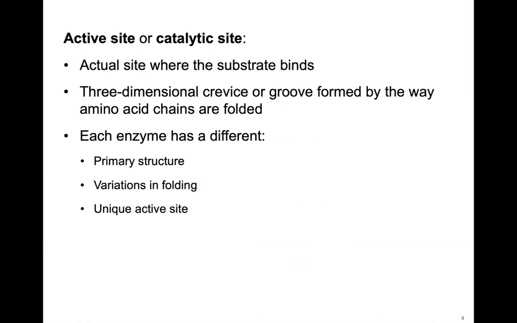So the active site, or the catalytic site, is the actual site where the substrate binds. It is a three-dimensional crevice or groove that is formed by the way amino acid chains are folded. Each enzyme has a different primary structure, variations in how the protein will fold, and a very unique active site, which will sequester very unique and specific substrates.